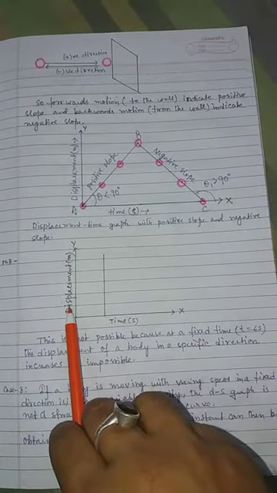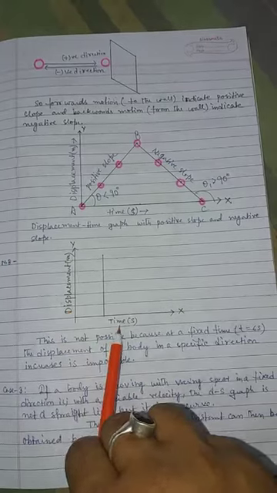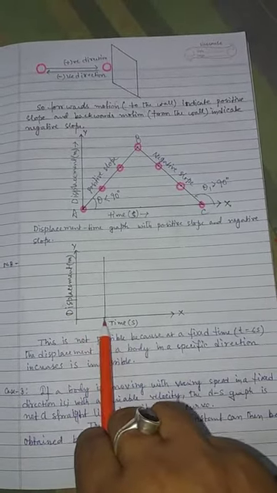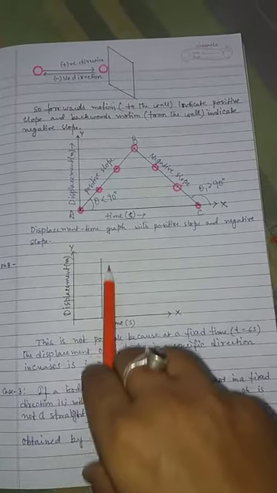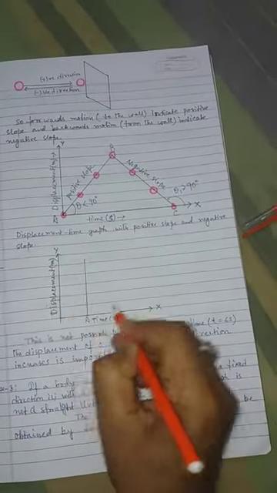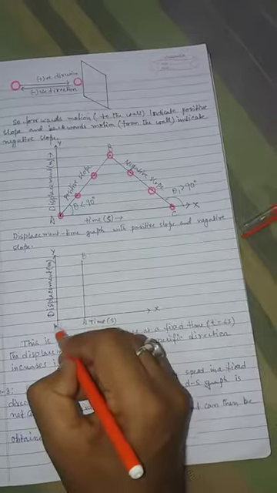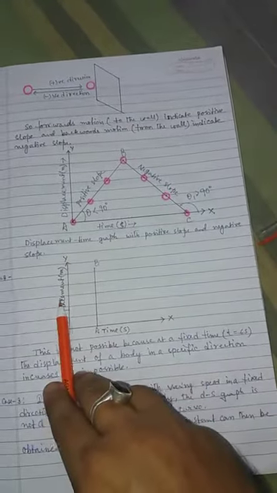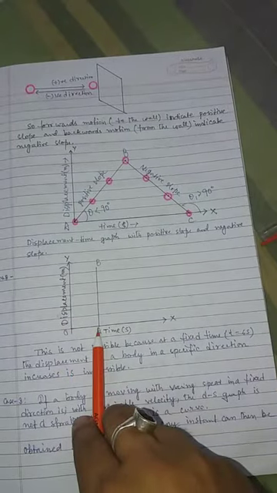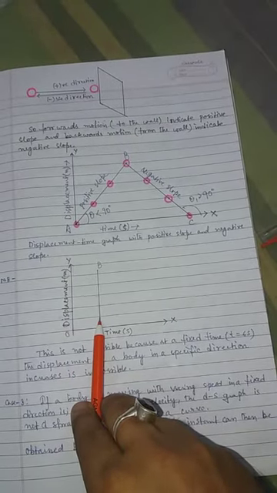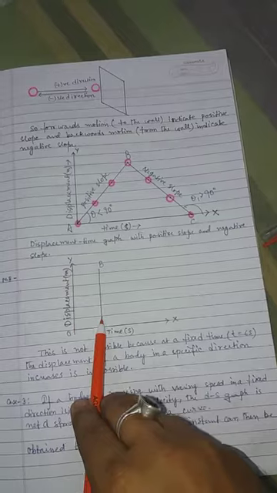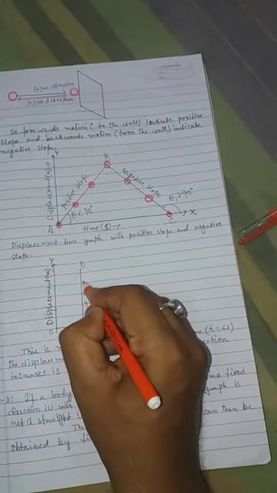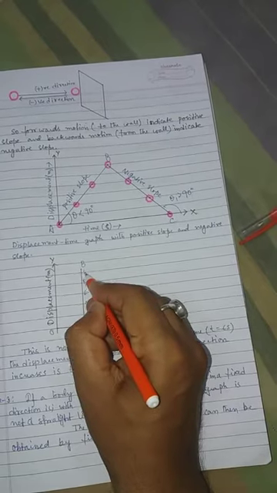Now if there is a graph like this, will it be possible or not? Here we consider a straight line AB parallel to displacement. That means in a fixed time it covers 2 meter, 4 meter, 6 meter, 8 meter, 10 meter.